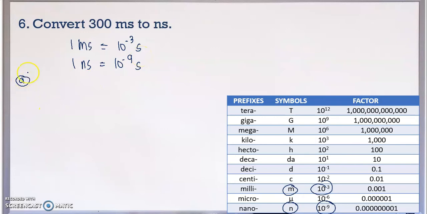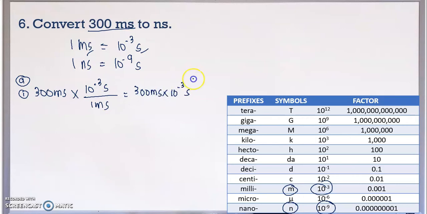First, we will solve this using the two-step method. In the first step, we will convert millisecond to second. 300 milliseconds multiplied to the first fraction of the conversion, which is 10 raised to negative 3 seconds divided by 1 millisecond. Cancel out millisecond, and the answer would be 300 times 10 raised to negative 3 seconds. This measurement will be our initial measurement in the next step.